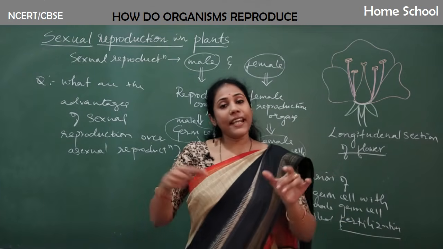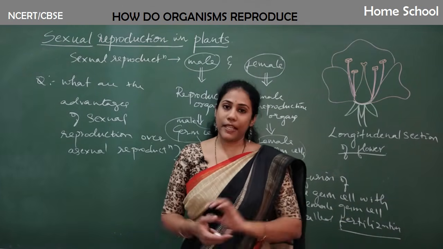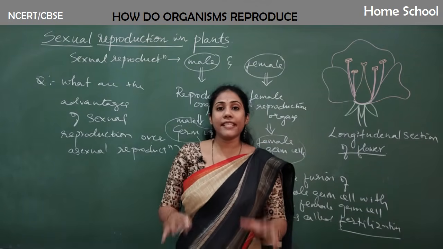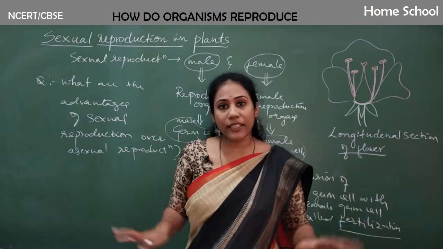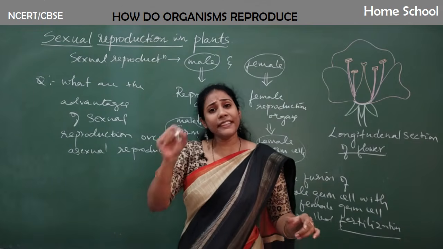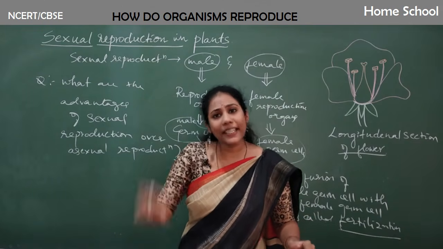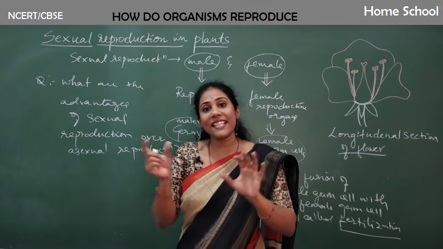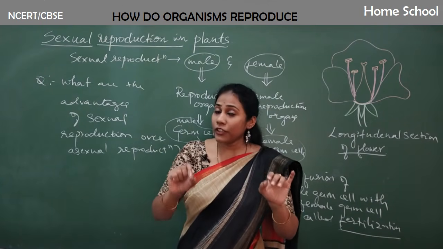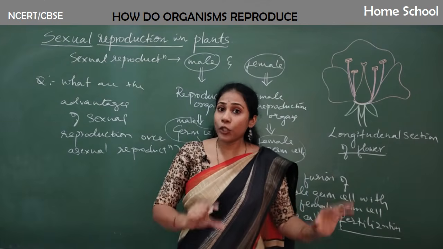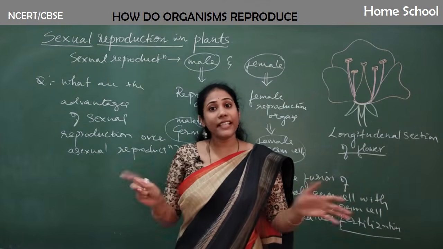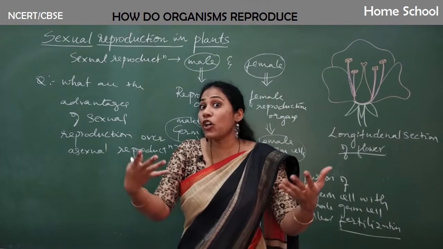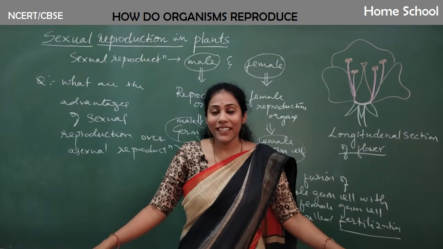For this, just try to think of asexual reproduction. There is a single parent. The single parent itself divides and gives daughter cells, a new individual. And the new individual exactly looks like the parent. 100% the new individual has the characters and features similar to the parent only. There is no difference between the parent and the daughter cell. There is no concept called variation.